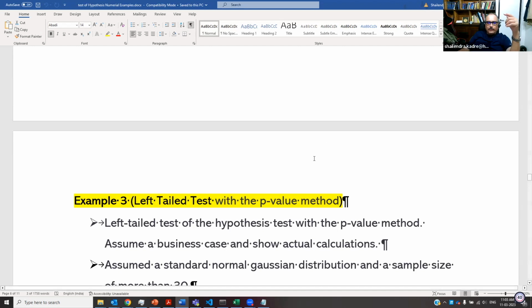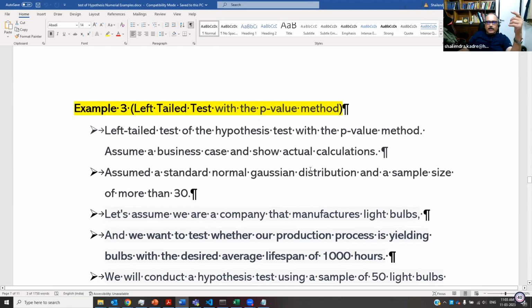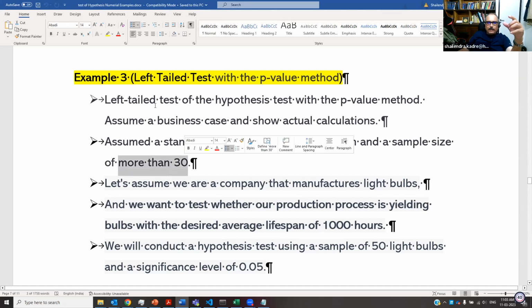Here we are assuming a Gaussian distribution. In the next example 4, we'll be assuming a T distribution, for fewer than 20 samples. Suppose our number of samples is 30 or more. We generally take a standard normal distribution, and we take the p-value using that. So this time we'll be using more than 30 samples, but the nature of the test will be a left tail test.